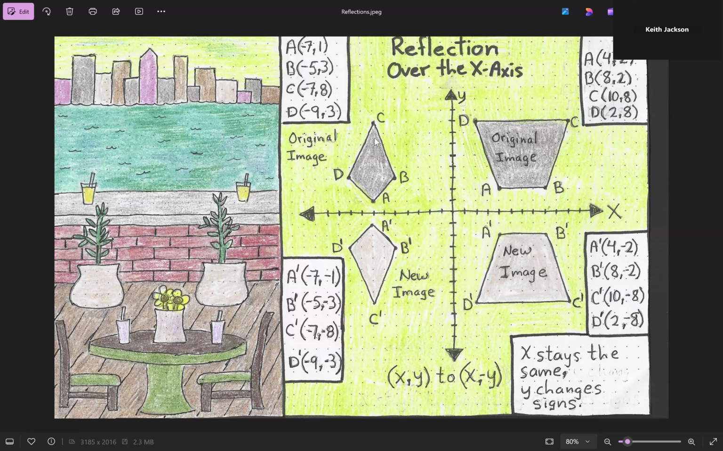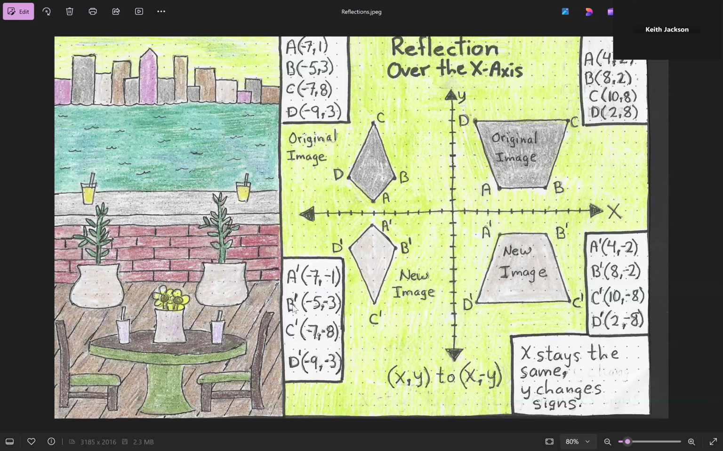Let's say we're on the other side of this coordinate plane, and we're going to reflect this figure across the x-axis over here, in which we know that A is (-7, 1), B is (-5, 3), C is (-7, 8), and D is (-9, 3). Now, when we reflect that over the x-axis, here's what's going to happen. We still have a -7, but this 1 now changes to -1.